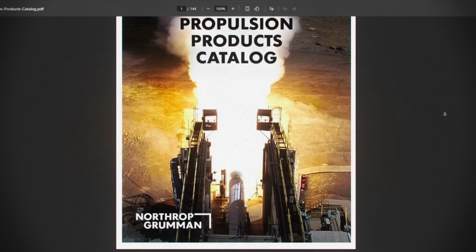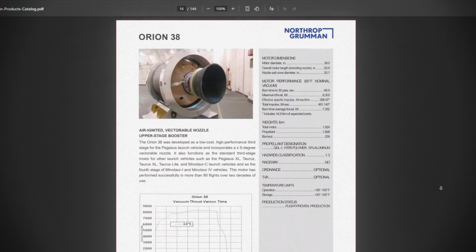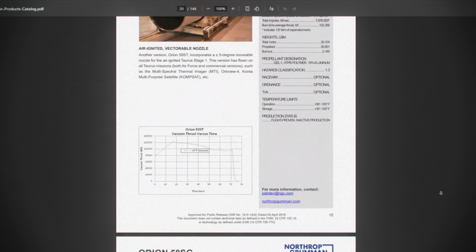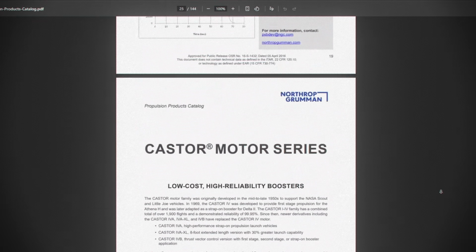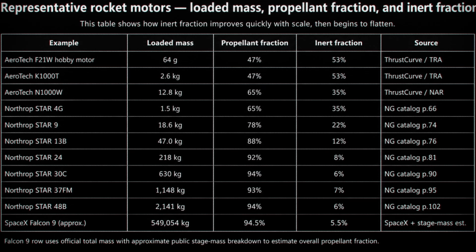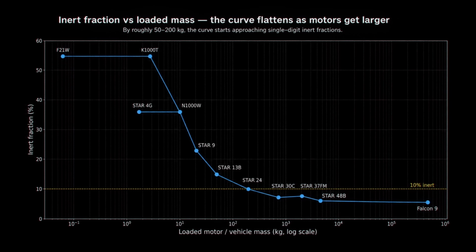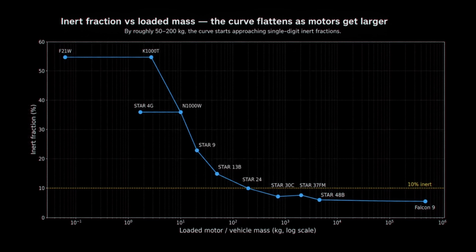To estimate that, we looked across a range of real rocket motors, from hobby motors up through small aerospace solid motors, larger star motors, and finally Falcon 9 as a rough high-end comparison, using this big brochure from Northrop Grumman and this hobby rocket models page. We put together this data table, which we then plotted into a graph, and look, there's a pattern.